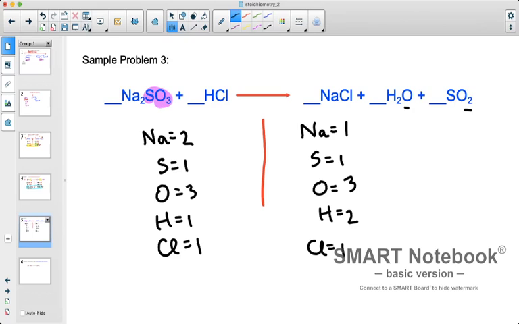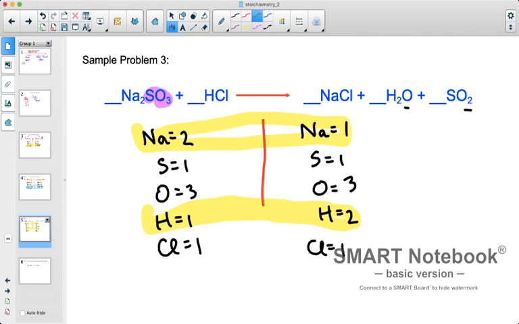All right, so I have a couple of problems here. My first problem is that sodium is unbalanced. And also hydrogen's unbalanced. So here's my next hint. When you're faced with several things to balance, you always want to balance hydrogen and oxygen last. In this case, oxygen happens to be balanced, but hydrogen's not balanced.